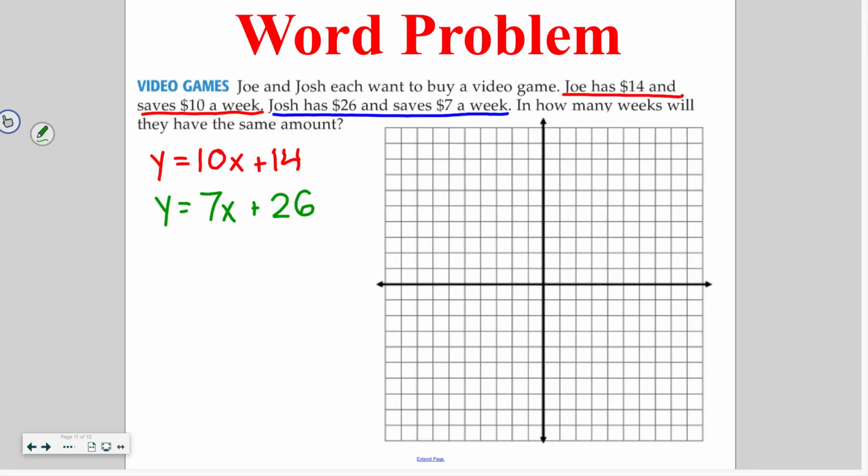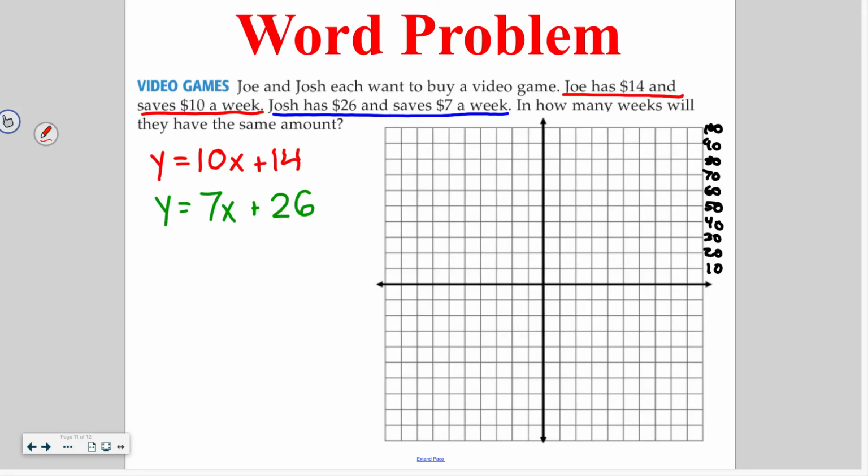So now we got to come over and look at our graph, and we want to make sure that we're going to have enough room on our graph to find a point of intersection. So since our y-intercepts are bigger, I'm going to go ahead and go up by 10s. Wanting to make sure that we give ourselves enough room to find that intersection point.